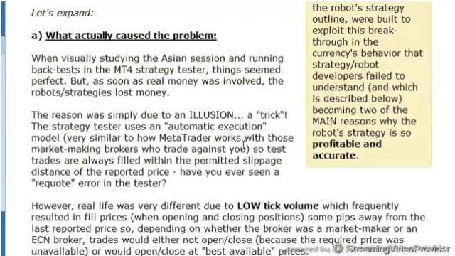Or maybe it would open or close at the best available price. That price could be very different than the current price. So you got hit with maybe 20, 30 pips away from what you really requested.